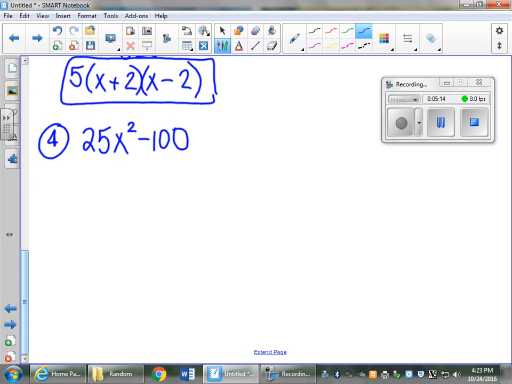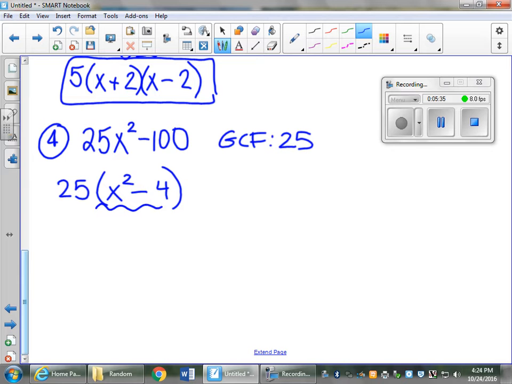Although these are both perfect squares right now, I could factor it, but then my factors could be factored further. Unless you notice 25 is technically the GCF of this problem. You should be pulling out a 25 from both terms. And then again, you get that same difference of squares, x squared minus 4. So x plus 2 and x minus 2 again.